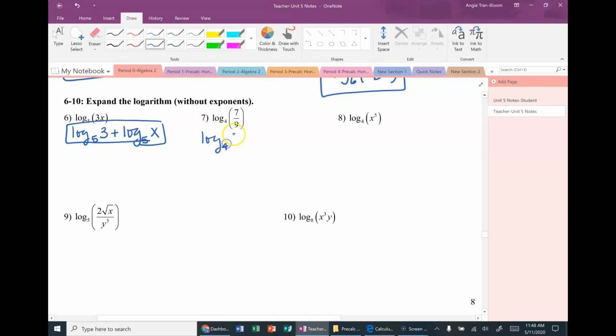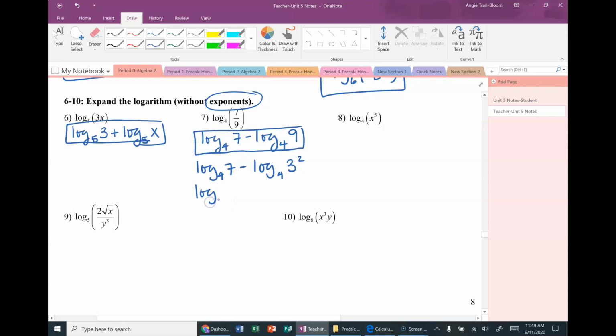Just like that, when you say divide, it is now a subtraction problem. So it's going to be log base 4 of 7 minus log base 4 of 9. Now I'm going to box this up and I'm going to go a little bit further, because technically this can be rewritten as log base 4 of 3 squared. It does not want us to have exponents, so that square needs to become a leading coefficient in the front. So that becomes 2 times log base 4 of 3. So you can take this first one, or you can have this one as an answer.